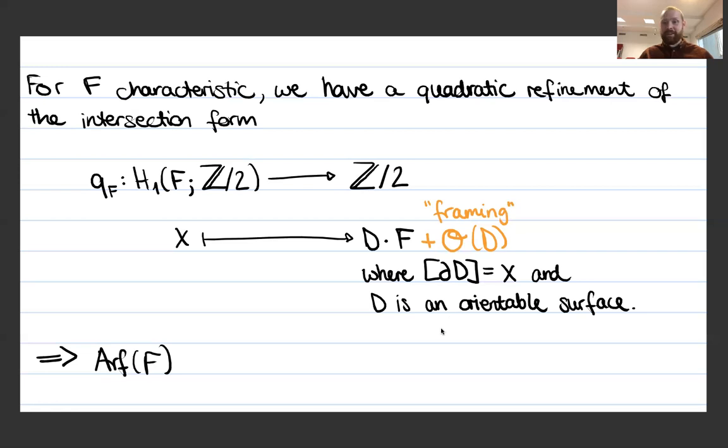And the fact that F is characteristic is very important in showing why this is well defined. For example, if you change D by some other homology class, just disjoint from F, then you could just tube D into that homology class. And so to get this well defined, you very much need F to be characteristic. And then you get this Arf invariant, which in the closed case actually only depends on the homology class of F.